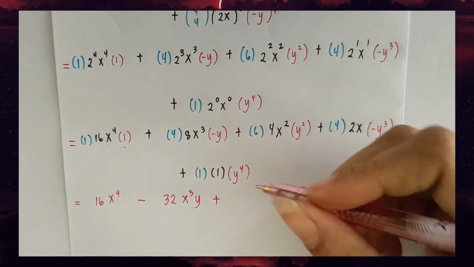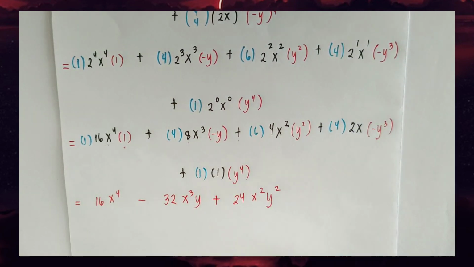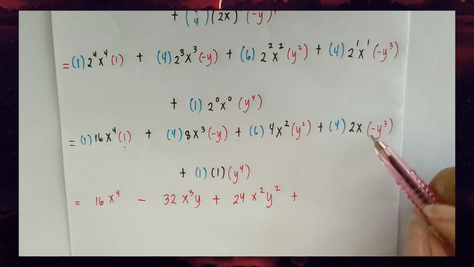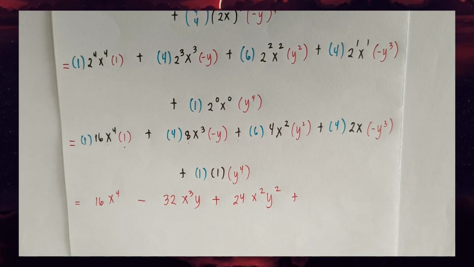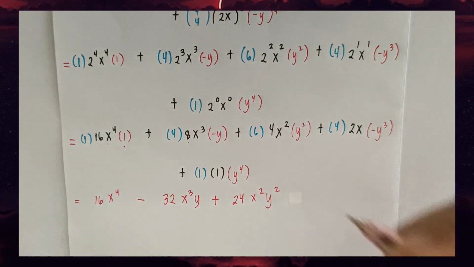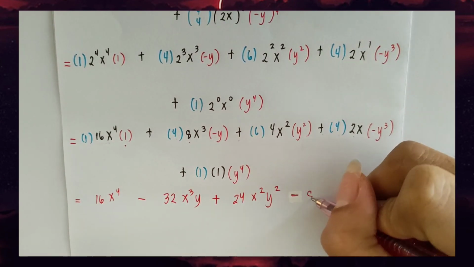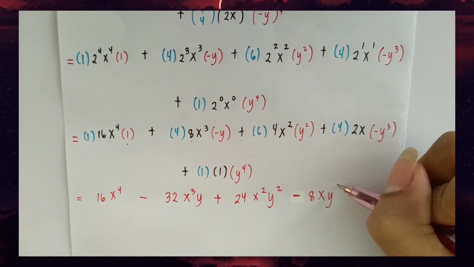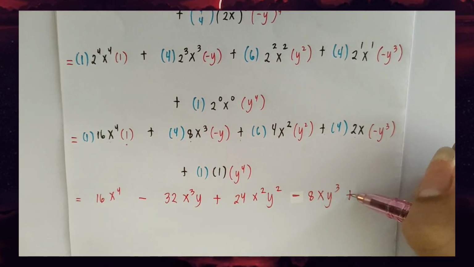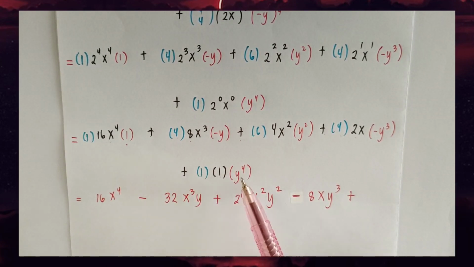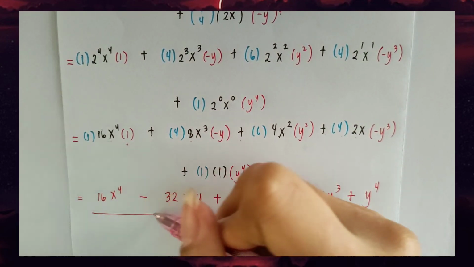Next, positive y squared and then positive, so the sign is positive. 6 times 4 is 24. Copy x squared and then y squared. Next, plus negative and then positive, the sign is negative. Okay, so we have here 4 times 2 is 8. X, y cubed. And then for the last term, positive, positive, so the sign is positive. 1 times 1 is 1, and then times y raised to 4 is just y raised to 4. This is now our final answer.